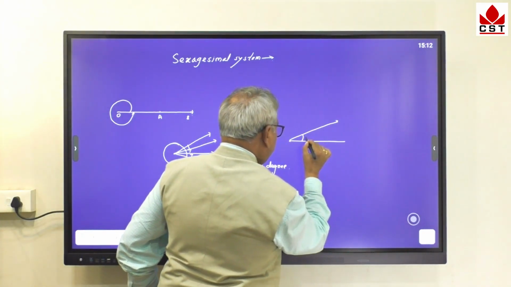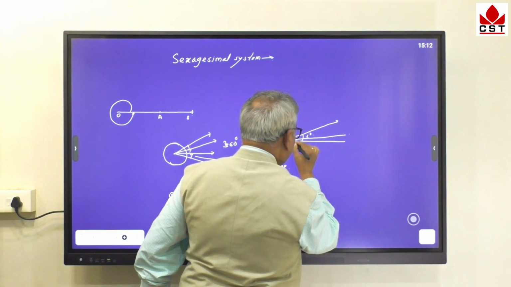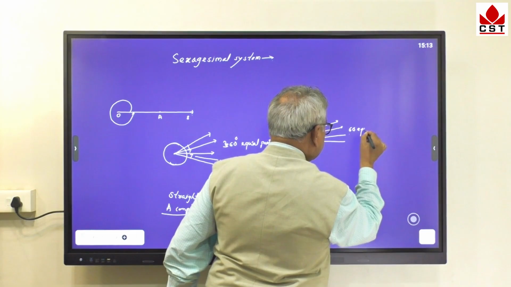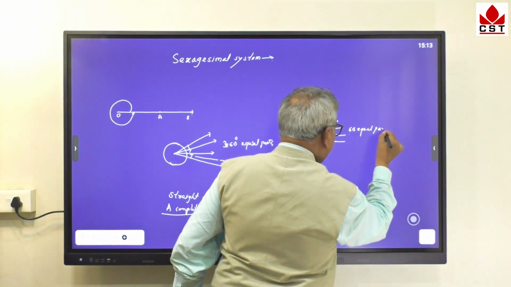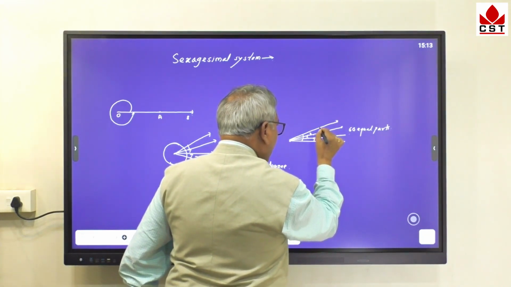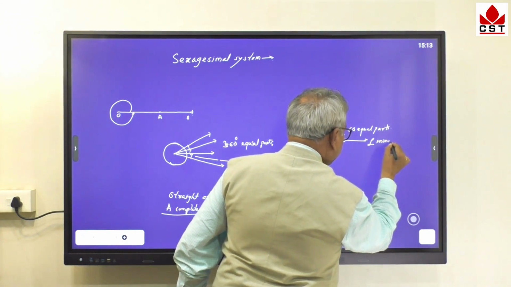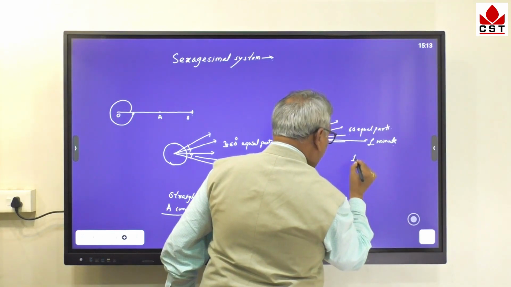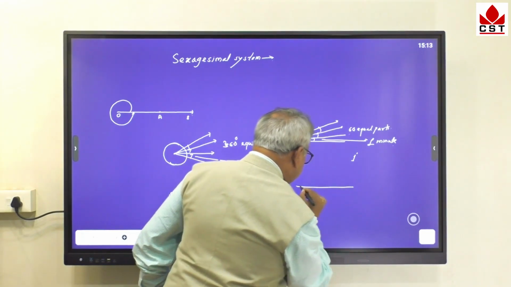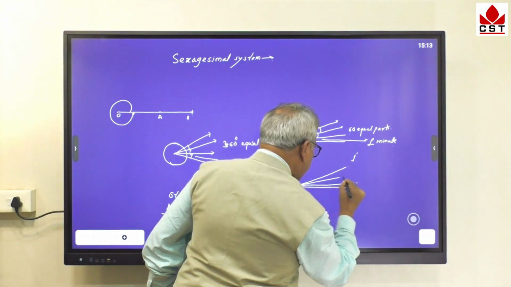This is 1 degree. 1 degree is further divided into 60 equal parts. Each part is called 1 minute, denoted like this. Read it, 1 minute.